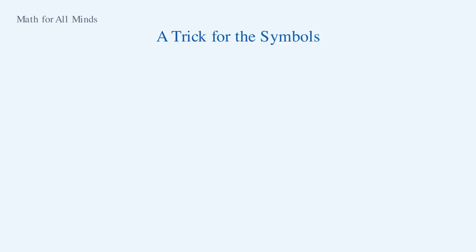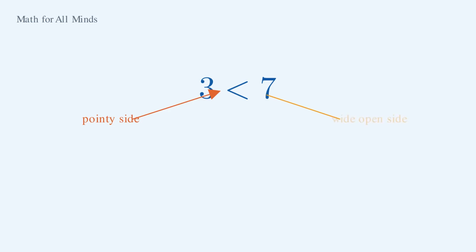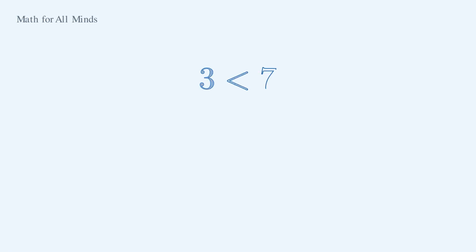Here's a trick for remembering the symbols. The less than and greater than signs each have a small pointy side and a wide open side. The pointy side always points to the smaller number. The wide side opens toward the bigger one. The mouth eats the bigger number.